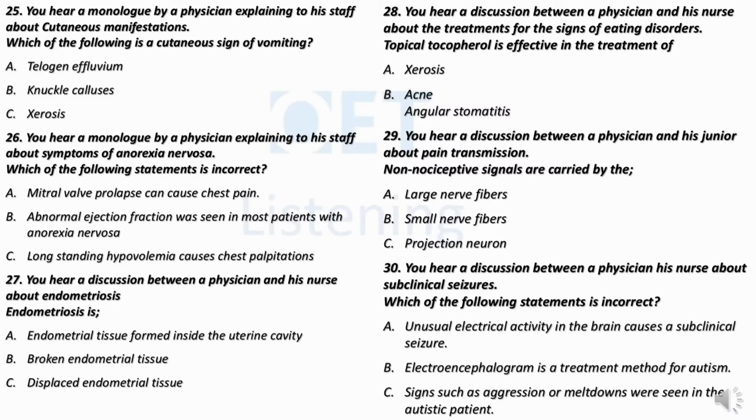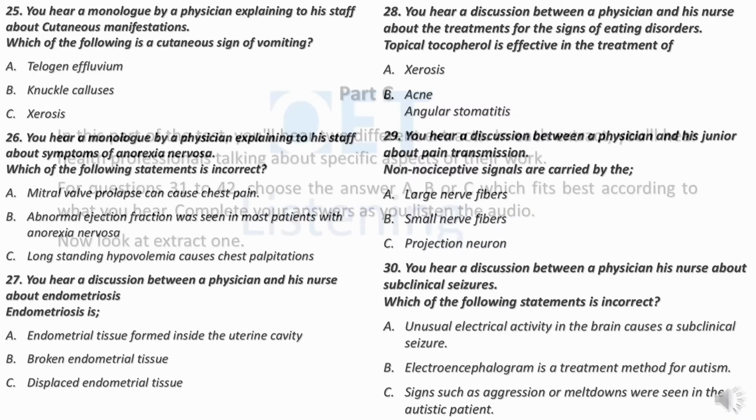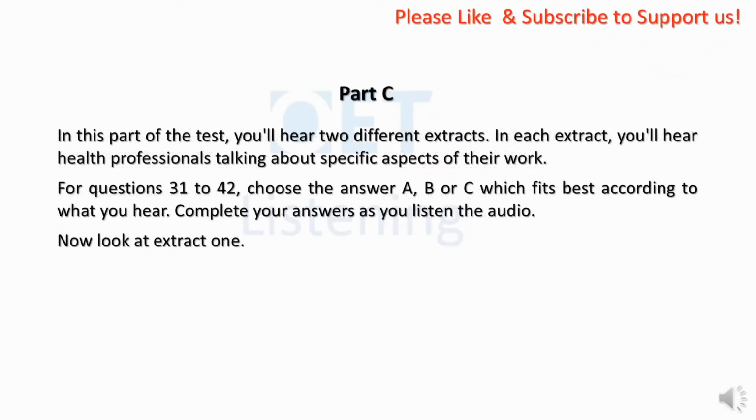That is the end of Part B. Now, look at Part C. Part C. In this part of the test, you'll hear two different extracts. In each extract, you'll hear health professionals talking about specific aspects of their work. For questions 31 to 42, choose the answer A, B, or C, which fits best according to what you hear. Complete the answers as you listen to the audio.